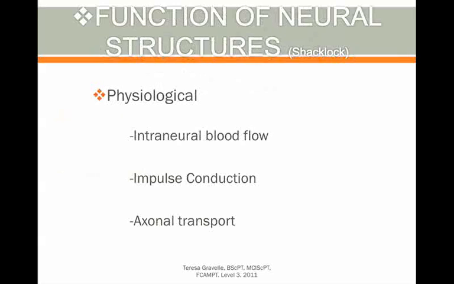Looking at the physiological function of the neural structures, we can see that with an injury to the nerve, either by compression or elongation, this will impede the intraneural blood flow, impulse conduction, and axonal transport.